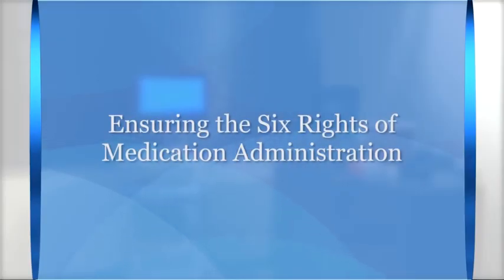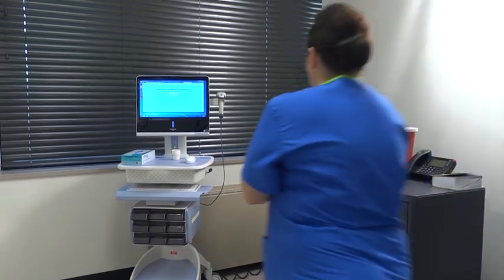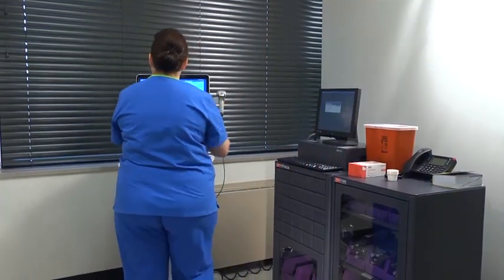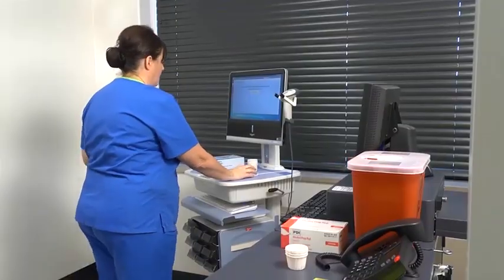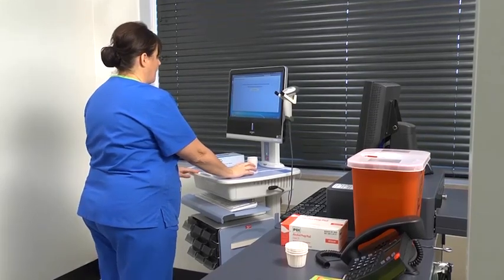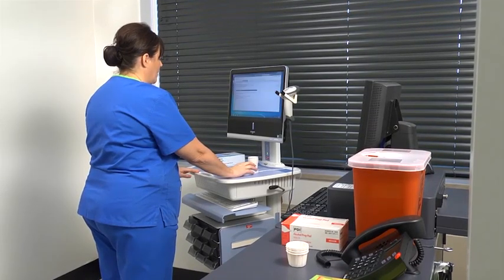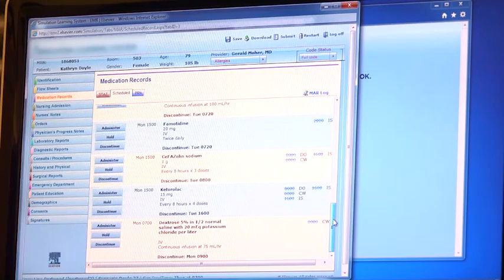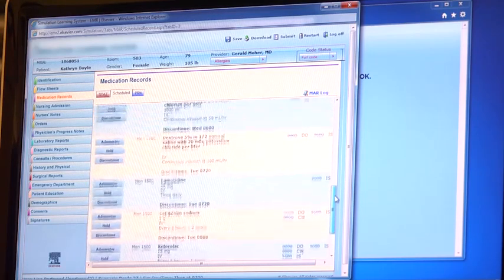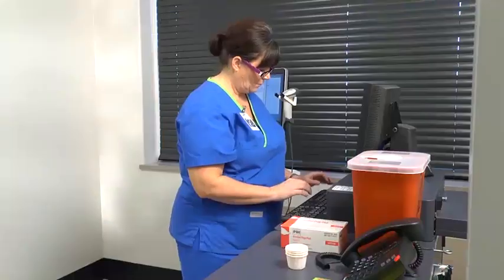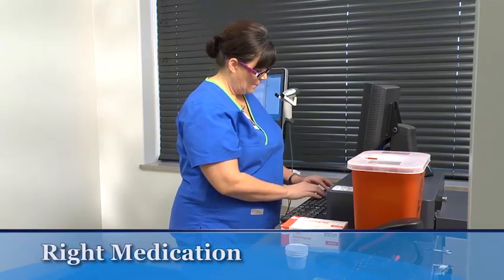To prevent medication errors, keep in mind the 6 rights of medication administration each time you prepare to administer a drug. Right medication, right dose, right patient, right route, right time, and right documentation. Let's take a quick look at each, beginning with the right medication.